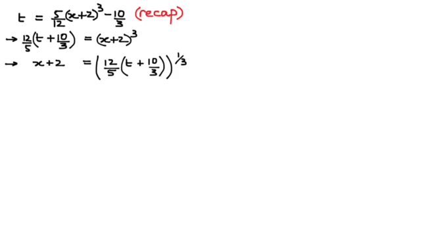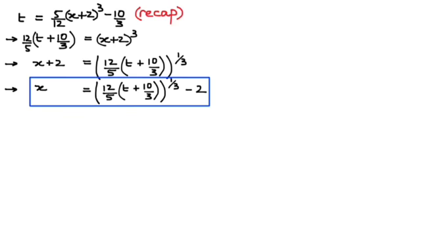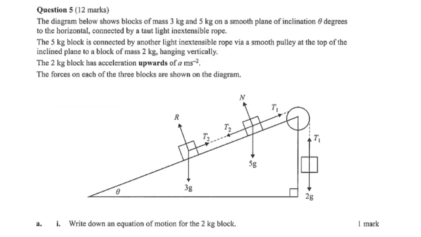Now we're going to cube root both sides. We're getting that, and now we've got to subtract 2 from both sides, and we get that, and that's our answer. It looks pretty monstrous, doesn't it? But it's looking pretty good for 5 marks, I would say. Alright, let's do question 5 now.